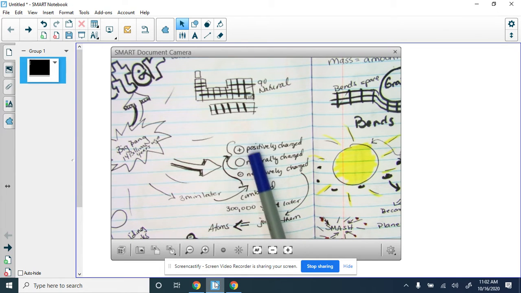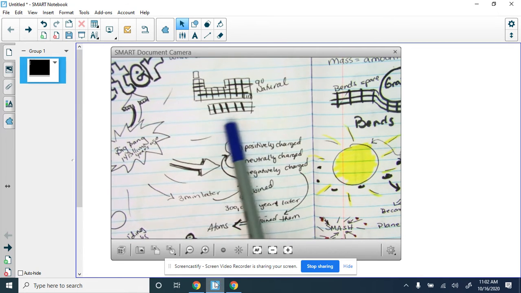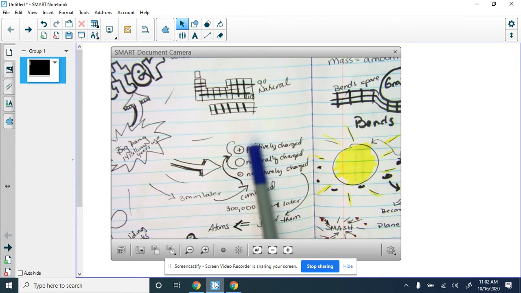So the protons and neutrons are in the nucleus, in the center of the atom, and those negatively charged particles, the electrons, are going really, really fast around the nucleus. And they're moving so fast it almost looks like a cloud.